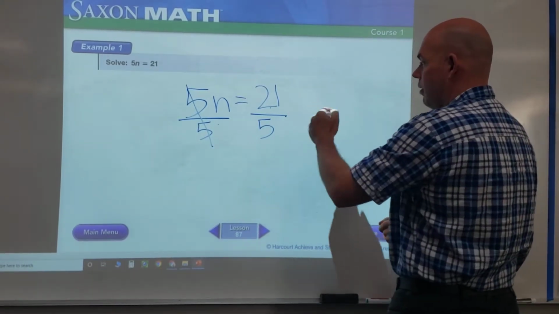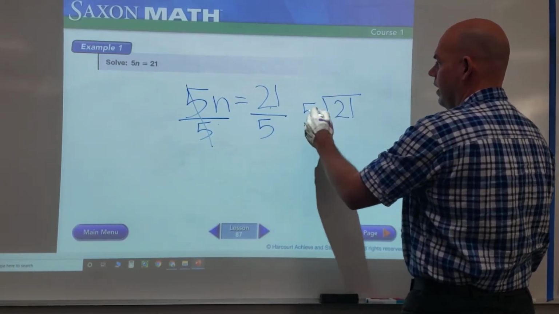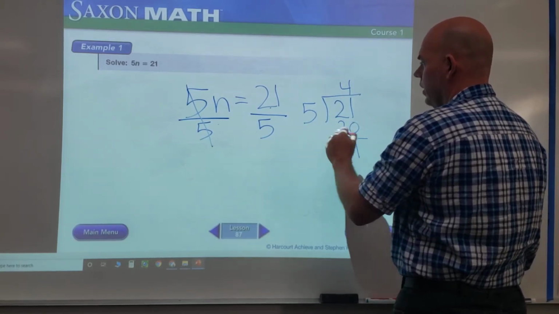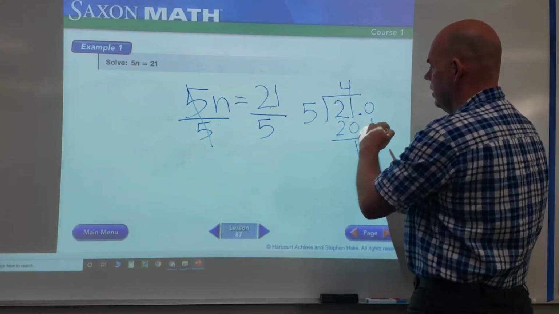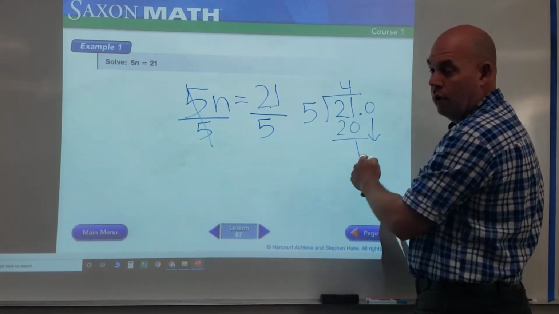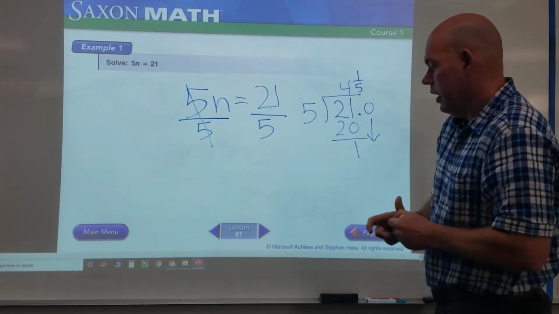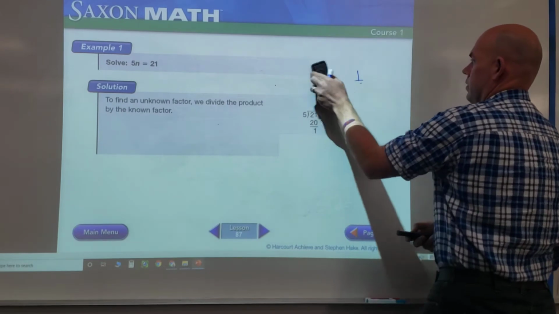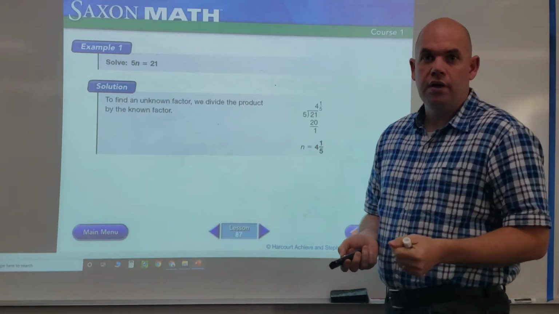Now remember, the top number goes in the box, so 21 divided by 5. 5 goes into 21 4 times, and then we have a remainder of 1 out of 5. Now we want this to be a mixed number, so we're not going to drop the 0 like we've done in the past and get a decimal. Here we're just going to take the remainder, 1 out of 5. So our answer here is 4 1/5. Okay, so pretty straightforward on doing it as a mixed number.